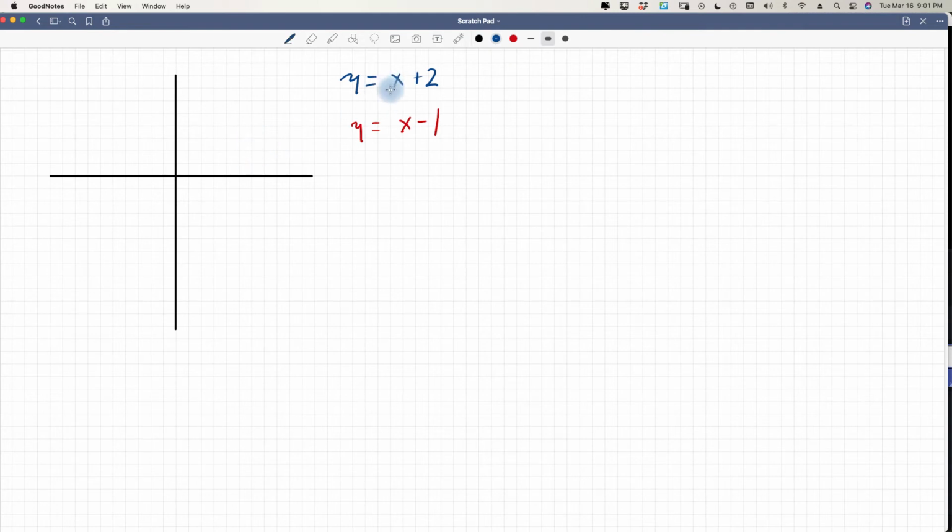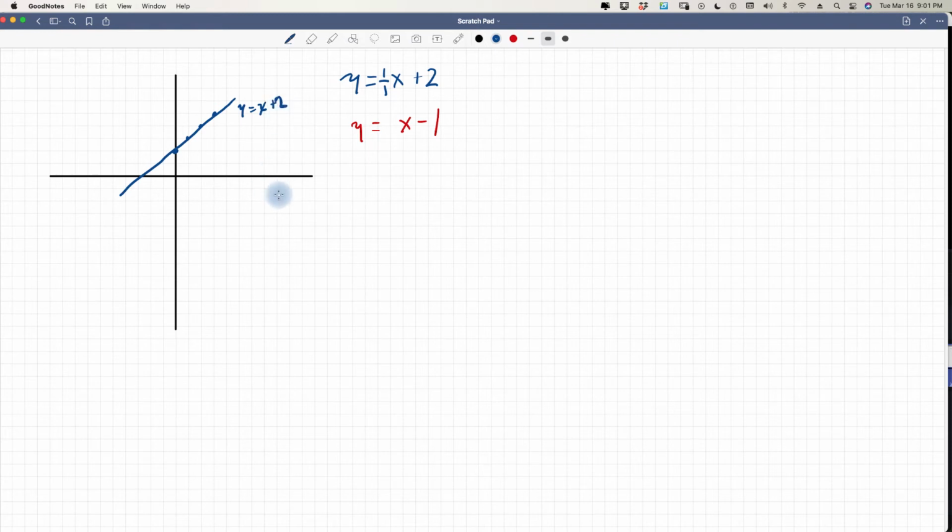So if x is 0, y is positive 2. So if x is 0, this is y. And we again have the invisible 1, so our rise and run is 1 to 1. So up 1 over 1, up 1 over 1, up 1 over 1. There's our line. And let's label it y equals x plus 2. Okay?